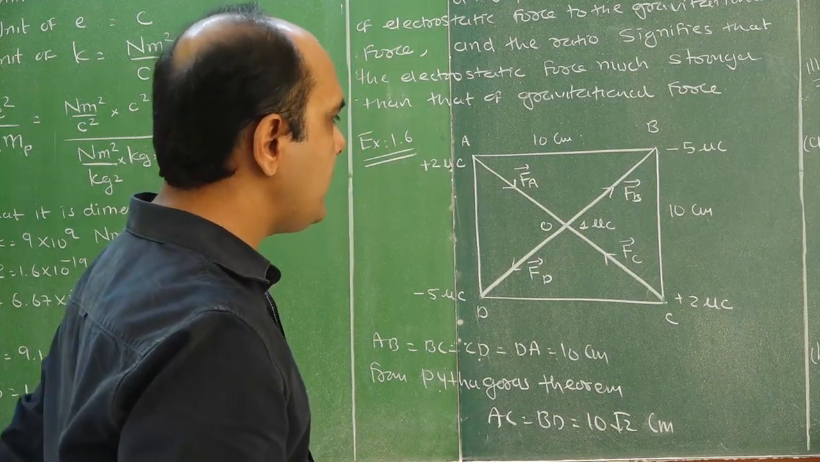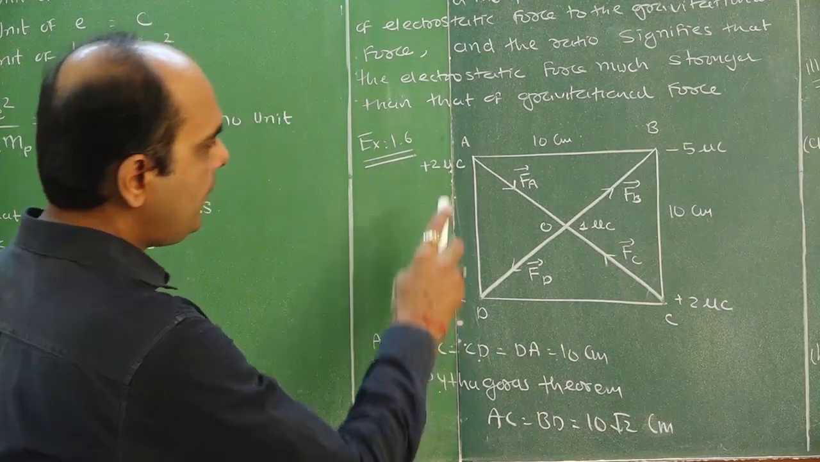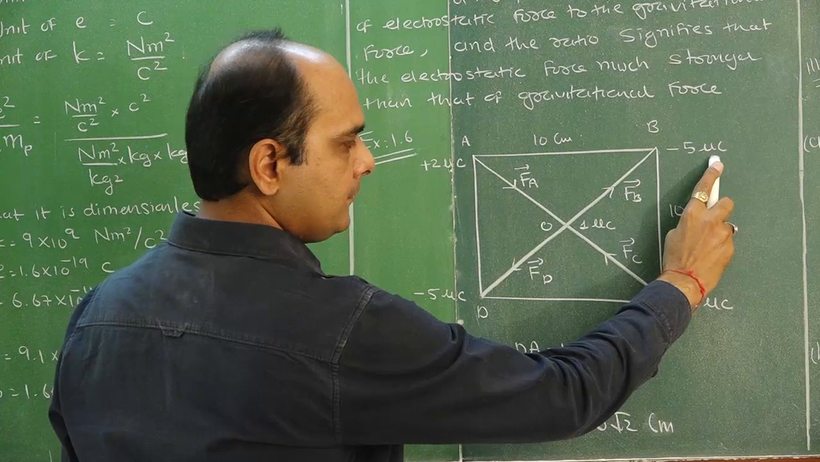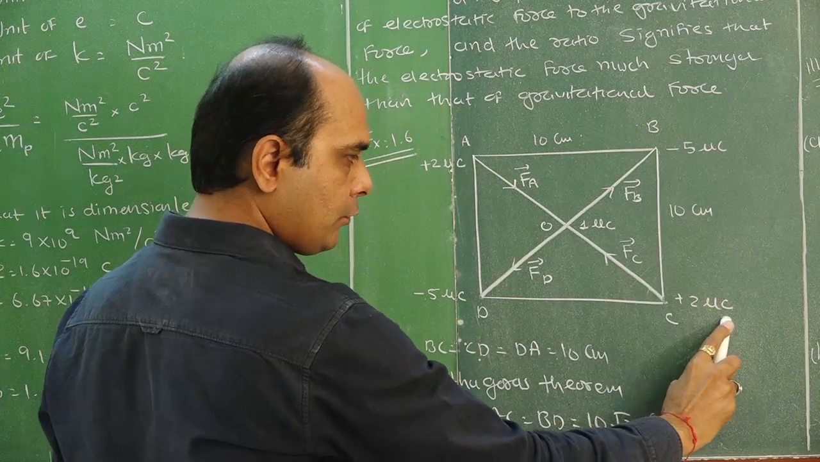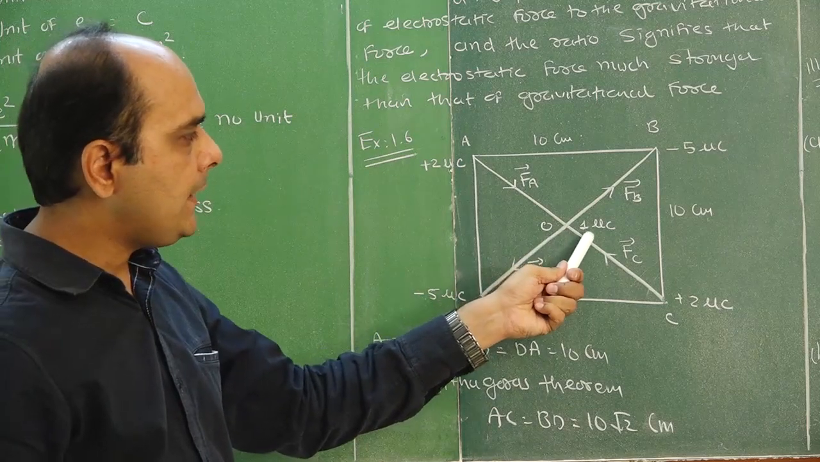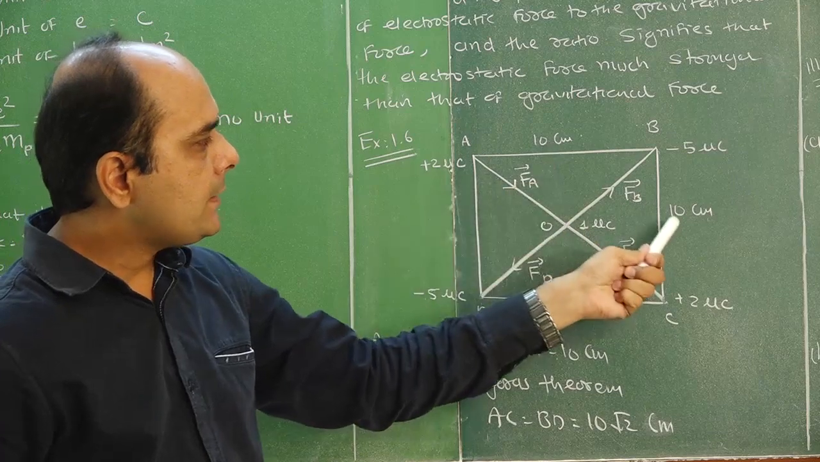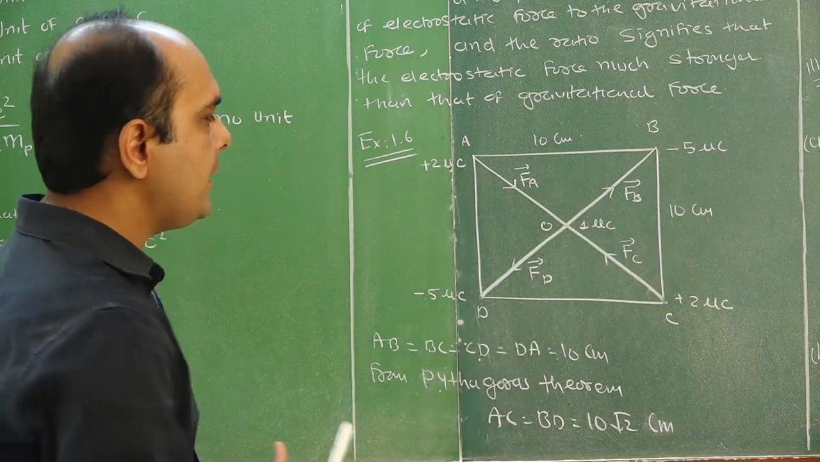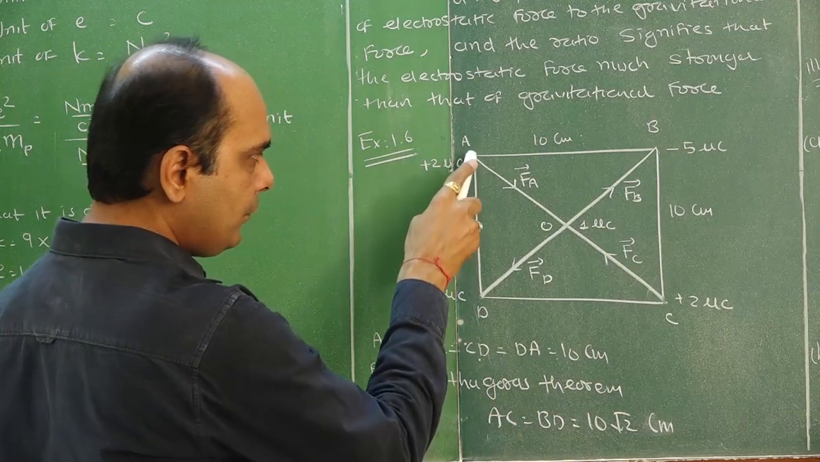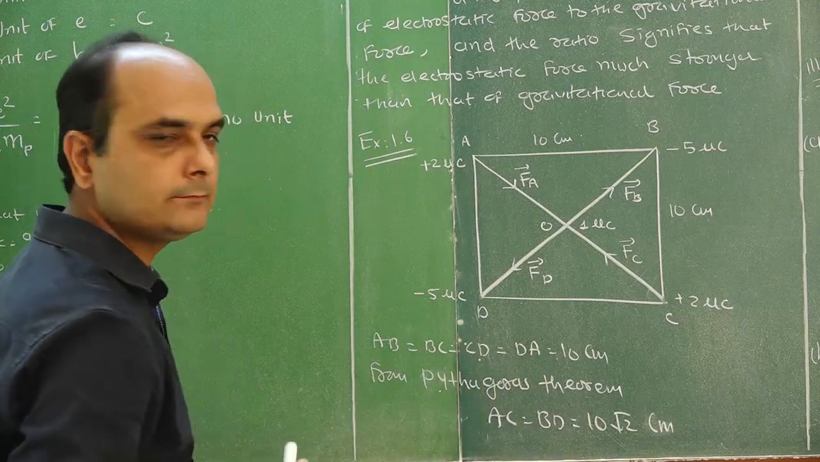So the total number of charges is 4 and 1 charge is placed at the center. First, charge QA is equal to 2 microcoulomb, QB minus 5 microcoulomb, QC plus 2 microcoulomb, QD minus 5 microcoulomb. At center O we place 1 microcoulomb. The length of the side of the square is 10 cm. So we can say that AB is equal to BC is equal to CD is equal to DA equal to 10 cm.